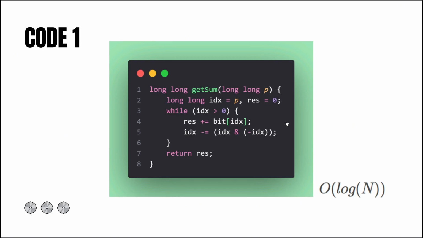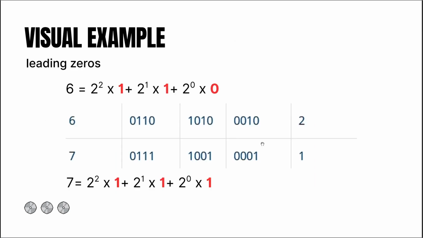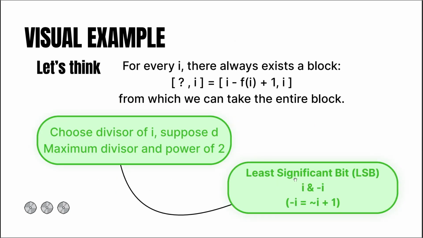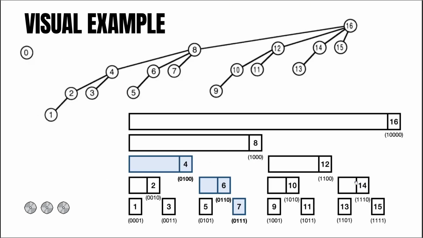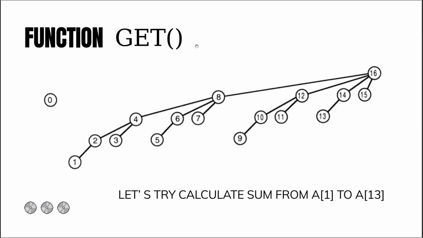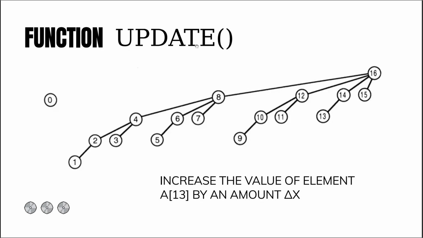Okay, here is the code for the get function. This code repeatedly moves backward using a bit operation and accumulates the results from different segments. You see, the next index is index minus the LSB, the least significant bit, right? Okay, it's easy. This next function is very important.